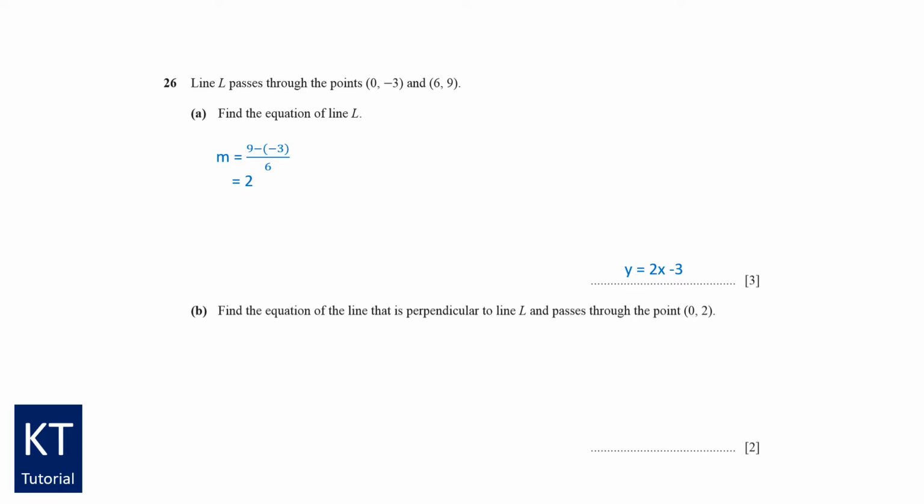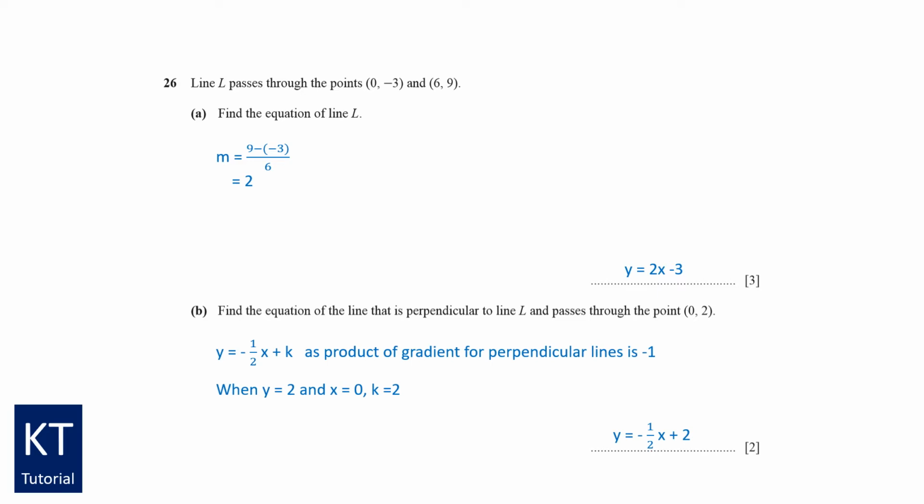Question 26b. Find the equation of the line that is perpendicular to the line L and passes through the point (0, 2). Being a perpendicular line, this line would have the equation y equals minus half x plus k. Knowing that it passes through point (0, 2), when y equals 2 and x equals 0, k can be found. With this, we could identify this line being y equals minus half x plus 2.